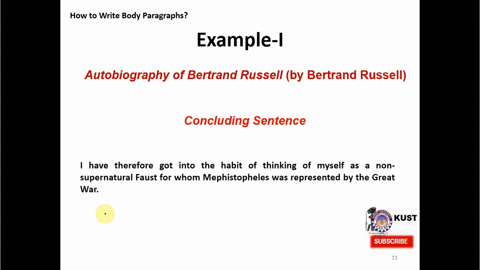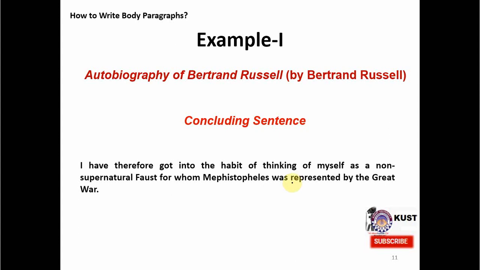And in the end he makes a conclusion where he says that I have therefore got into the habit of thinking of myself as a non-supernatural Faust. So I am Faust-like, but I am not supernatural, for whom Mephistopheles or the devil was represented by the Great War. So here he explains the conclusion he made. So I have made it up for you, this paragraph, where you can see what were the claims, what were the supporting evidences, and what was then the conclusion in Bertrand Russell's one paragraph.